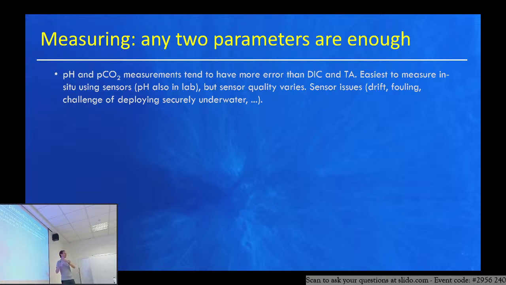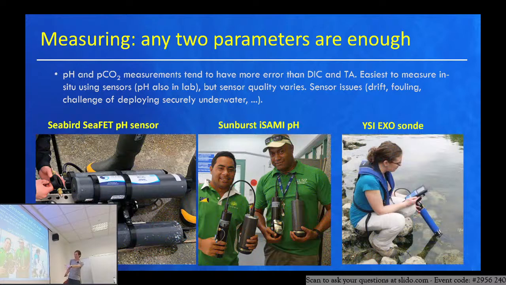Probably a lot of you, pH was the biggest thing in our word cloud, so I'm sure quite a lot of you are familiar with this in some ways. Now there are a few issues here. Here are a few different pH sensors. You'll be seeing the new iSAMI later. The sensor quality varies quite a bit between these, so some will give you much better data than others.